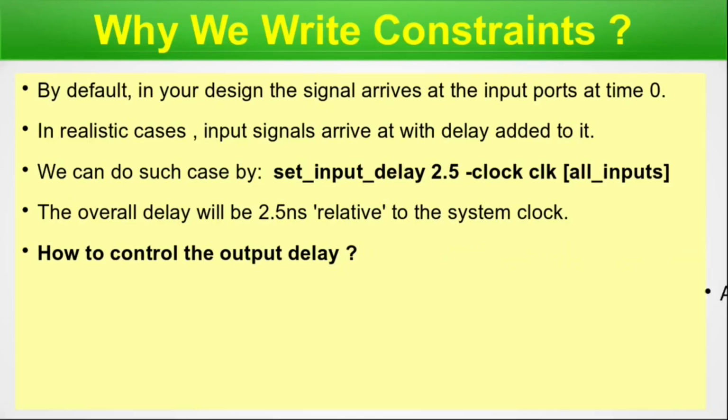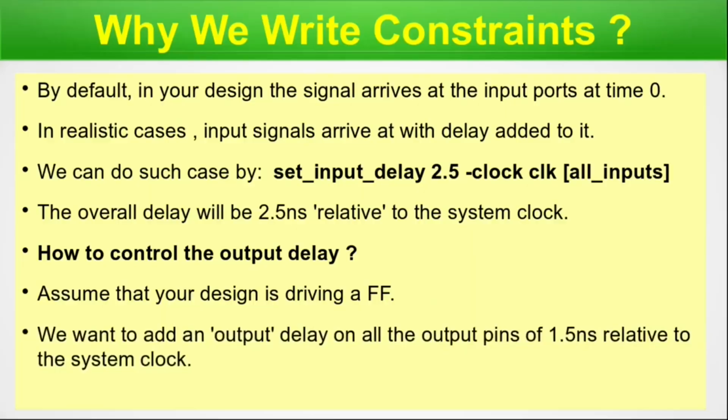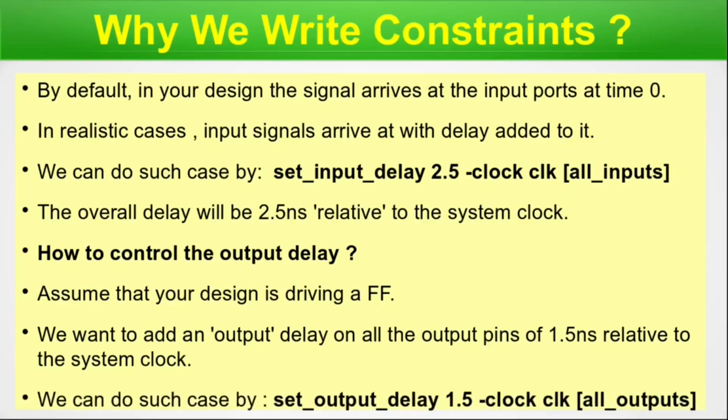Let's see how. Assume that your design is driving a flip-flop. We want to add an output delay on the output pins of 1.5 nanosecond relative to the system clock. So how do we do it? We can do so by the command set_output_delay, and we mention the value 1.5, and we mention for which clock, that is CLK, and for all outputs. So this is how we can define the delay, that is for input as well as for the output.